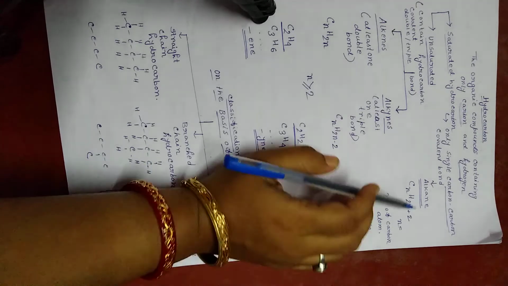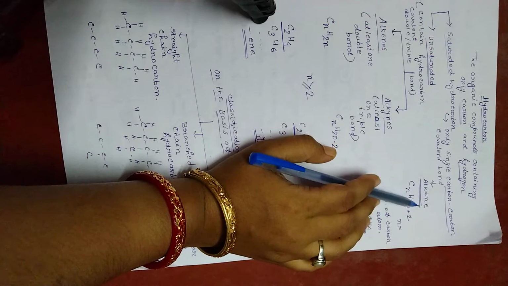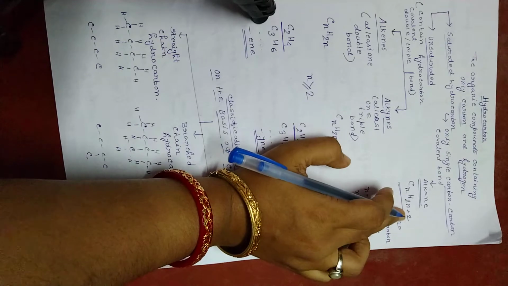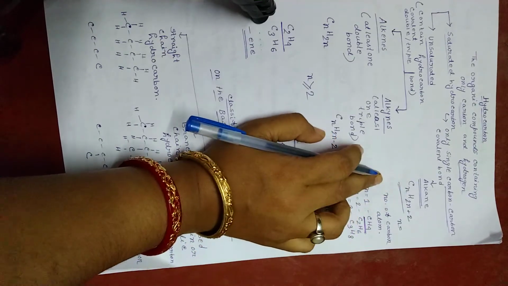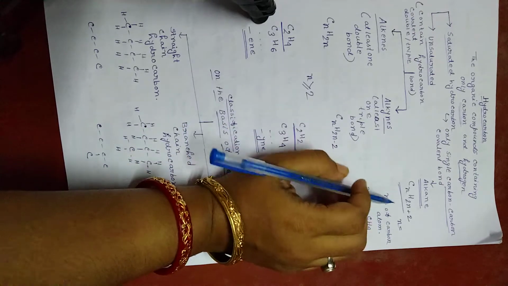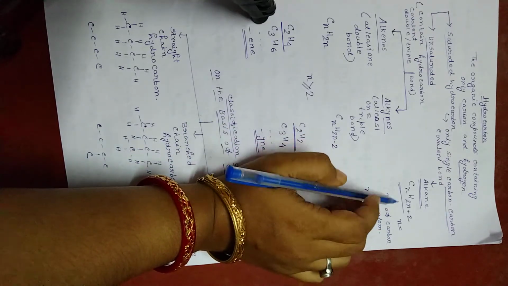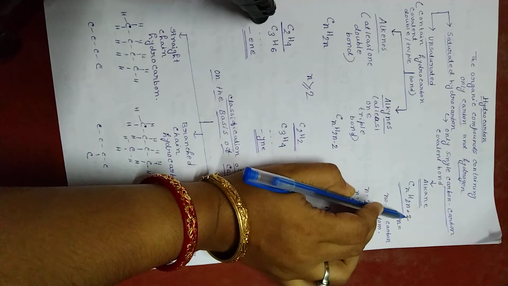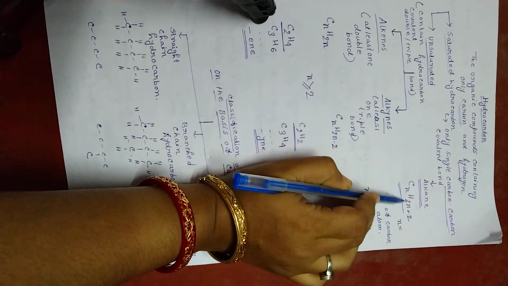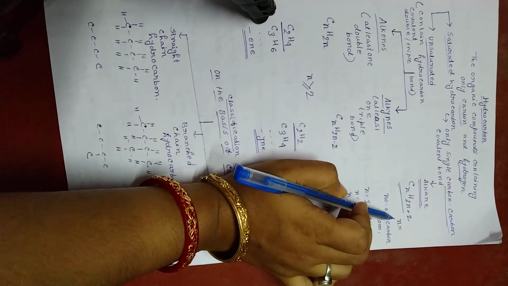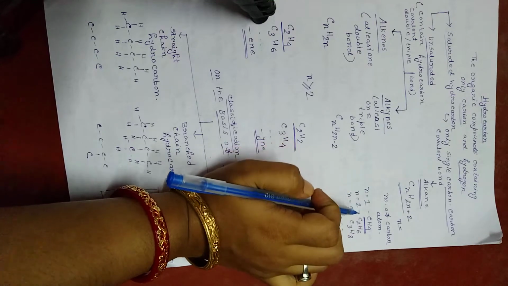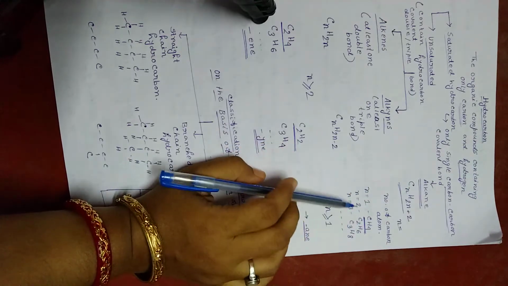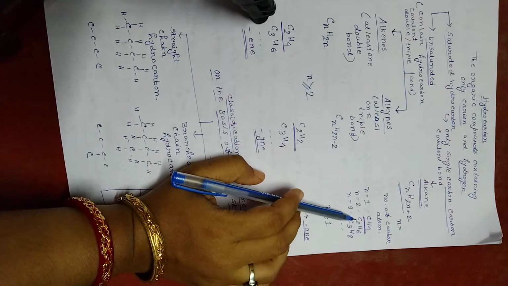In case of saturated hydrocarbons, that is alkanes, we use the general formula CnH2n+2, where n denotes the number of carbon atoms. According to the number of carbon atoms, we can calculate the number of hydrogen atoms, that is 2n+2. If we put n equal to 1 here, we get CH4. If we put n equal to 2, we get C2H6.